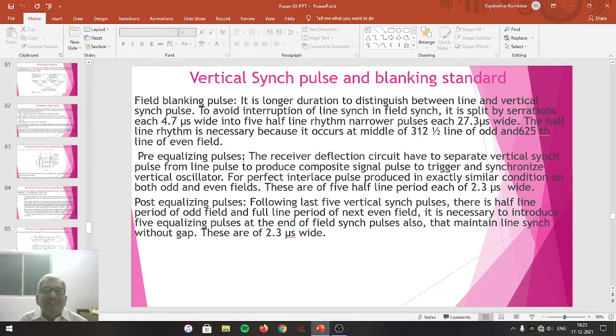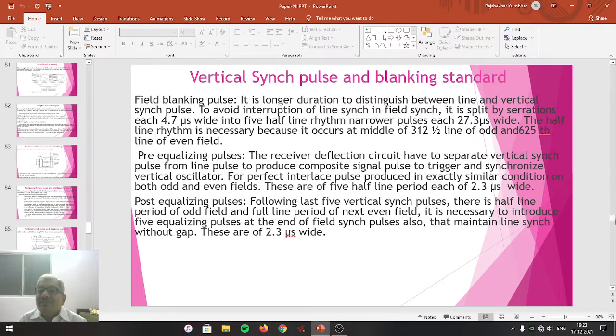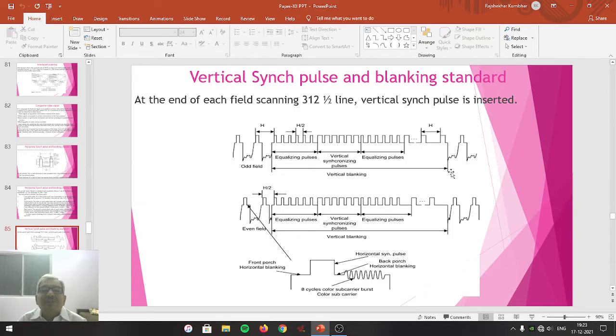Next one is the pre-equalizing pulses. The receiver deflection circuit has to separate vertical sync pulse from the line sync pulse in the composite video signal to trigger and synchronize the vertical oscillator. For perfect interlace, pulse must be produced in exactly similar condition on both odd and even fields. These are of 5 half-line period, each of 2.3 microsecond wide. Look at these pre-equalizing pulses, 2.3 microsecond wide.